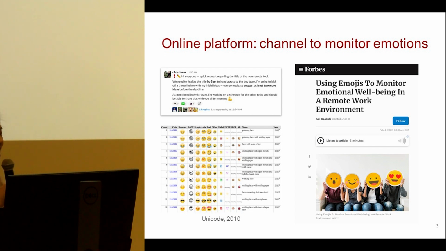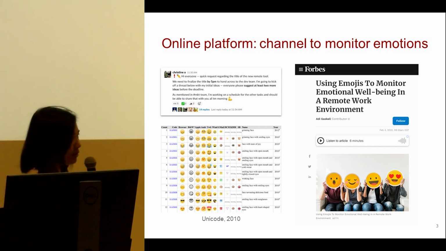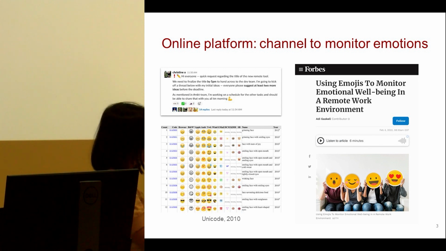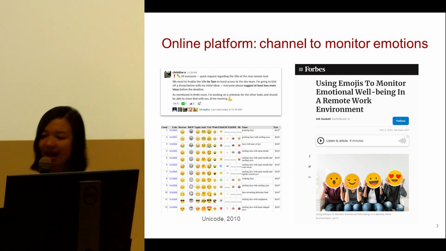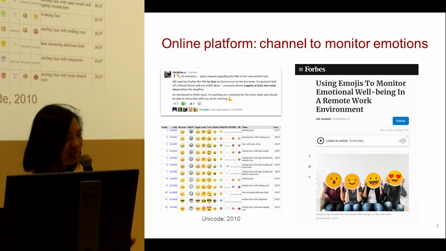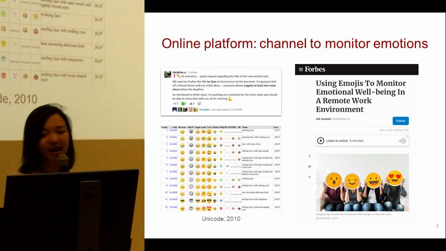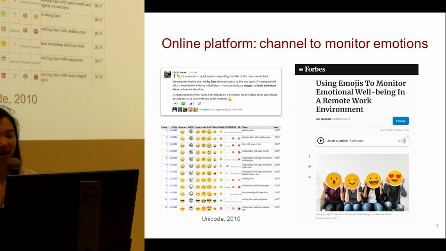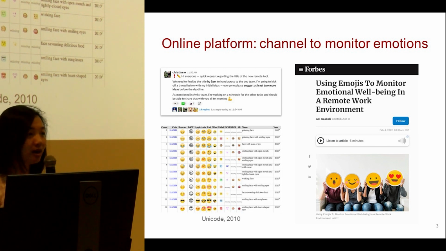We've noticed that emojis are increasingly popular in work-related communications. What's more, emojis are very popular in communications worldwide, and they were adopted by Unicode as early as 2010. So our idea is: can we use emojis to monitor the emotional well-being of remote workers in the remote work environment?